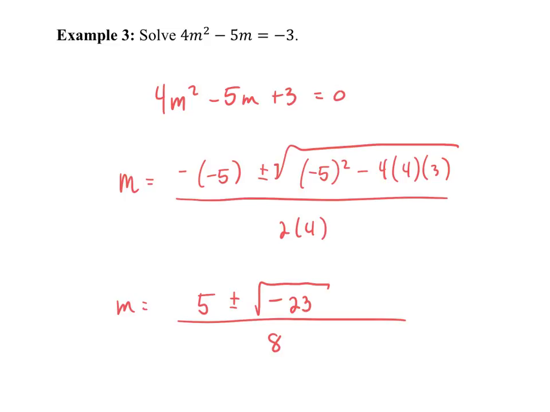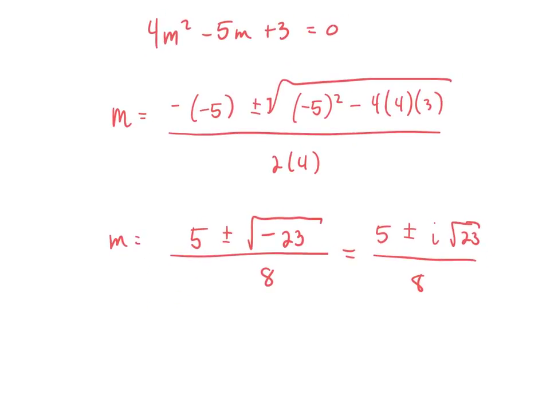Because I have a negative under the radical, it doesn't mean it's going to be any harder. It just means that the answer I'm going to get here is going to be some sort of imaginary answer. So it's going to be 5 plus or minus i root 23 all over 8. If I'm writing this in standard complex form, it would be 5 eighths plus or minus root 23 over 8 i.